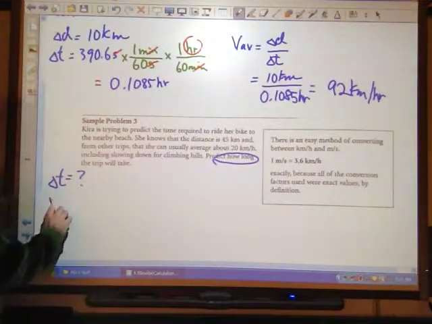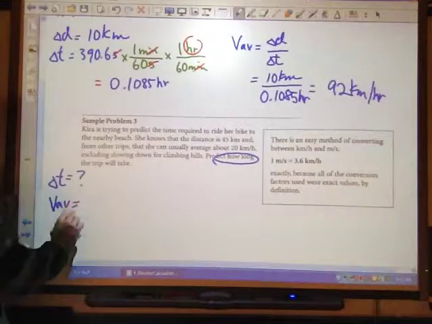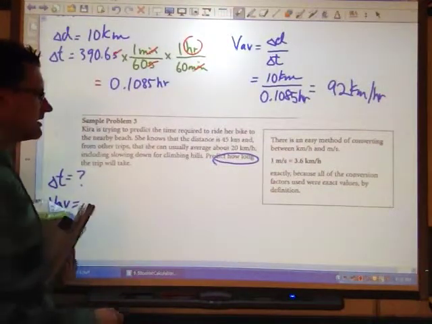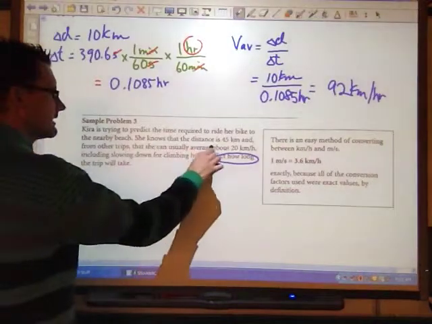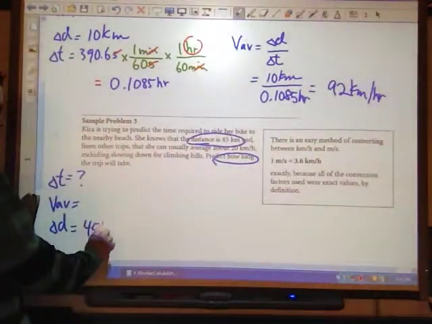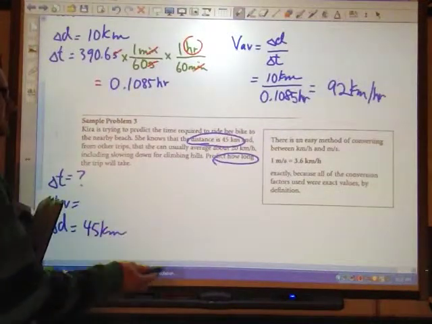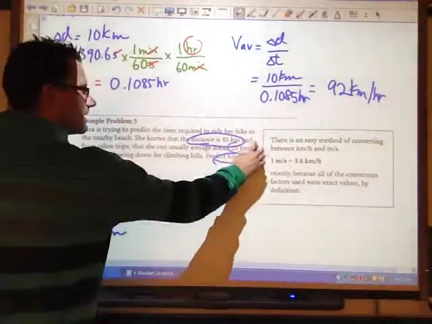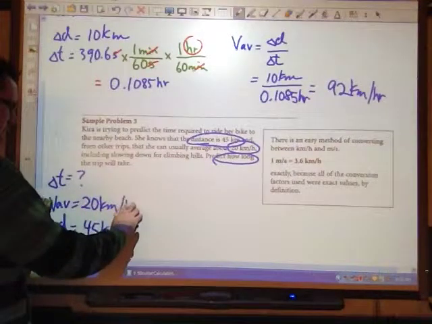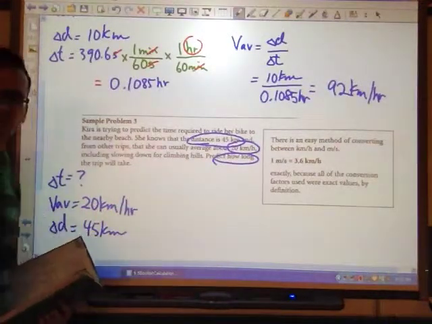And we should be given average speed and the change in distance that occurred. And if we look there again, oh, there's distance, 45 kilometers. Average speed, right there, 20 kilometers per hour. So we're looking to find time here.